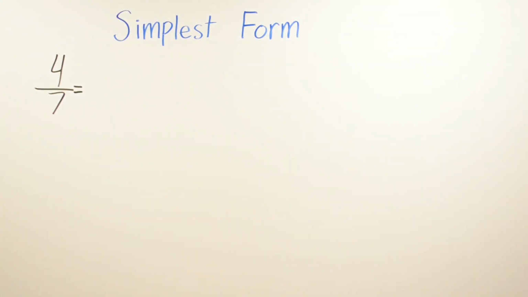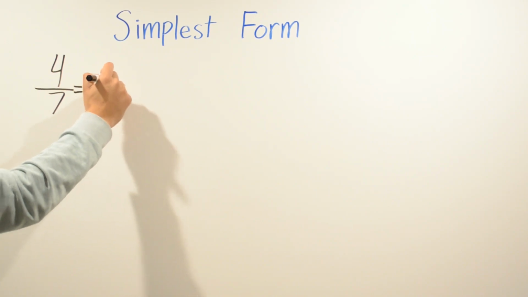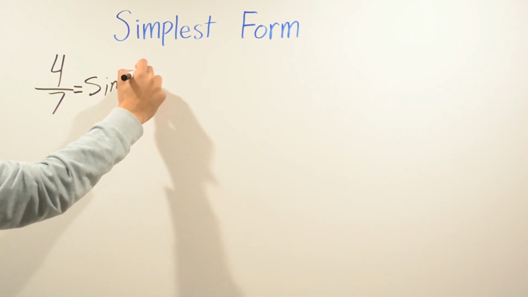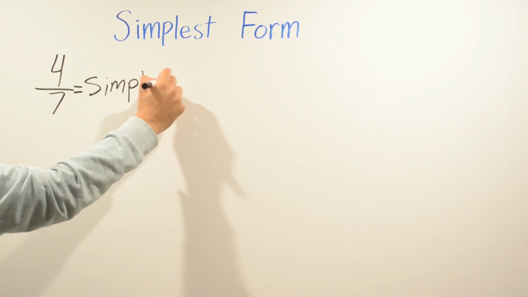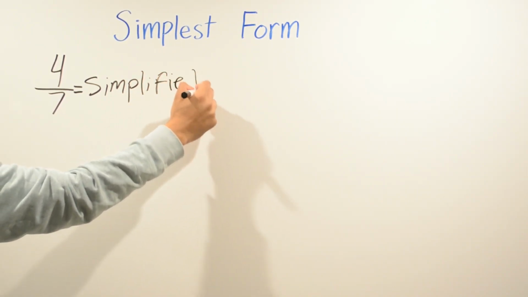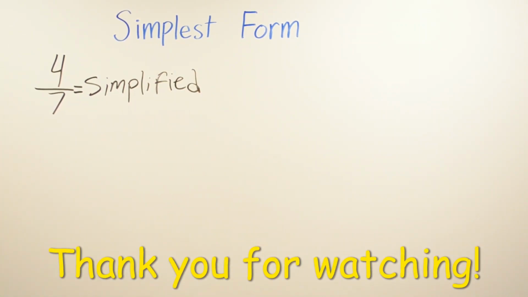On this example, we have 4 over 7. I know right away that on those two numbers, you cannot write it any simpler than 4 over 7. So when you have something like that, you can just write simplified, and that would be your final answer because you cannot simplify 4 over 7.